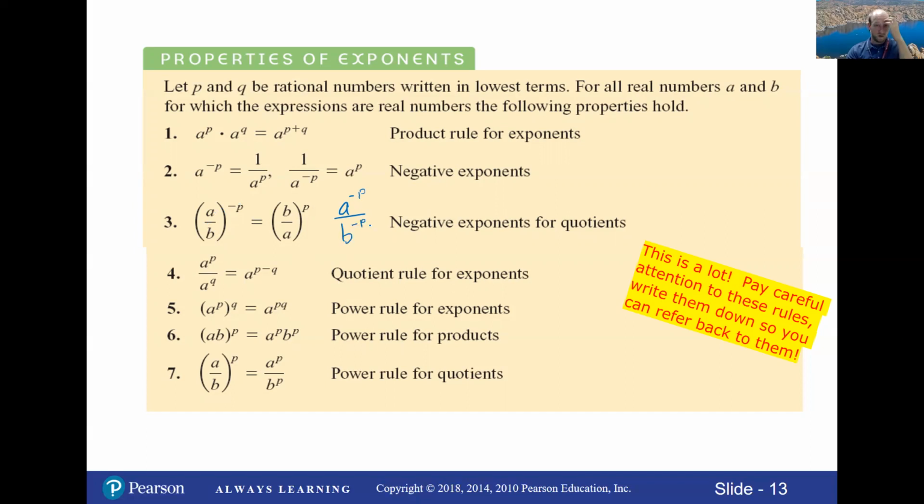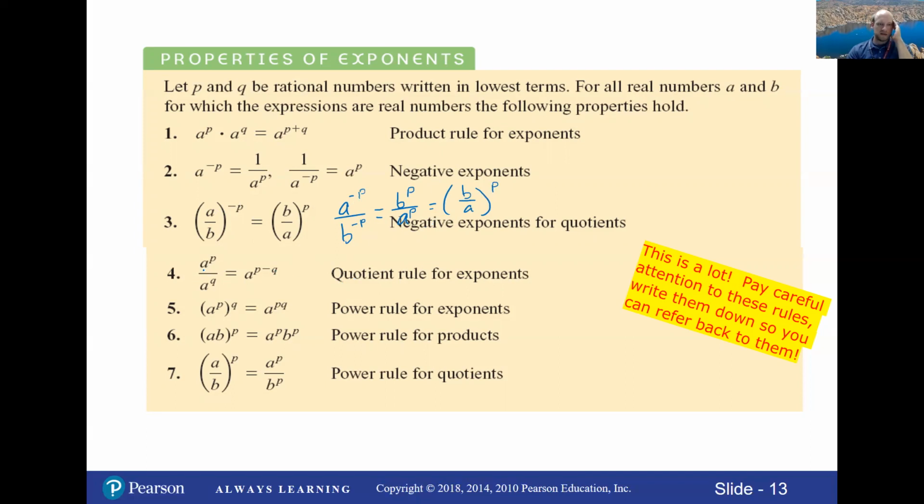A to the negative p over b to the negative p, and then flip-flop these. So b to the p over a to the p, which again is b over a raised to the p power. This is the quotient rule.